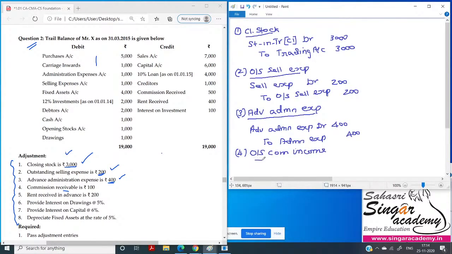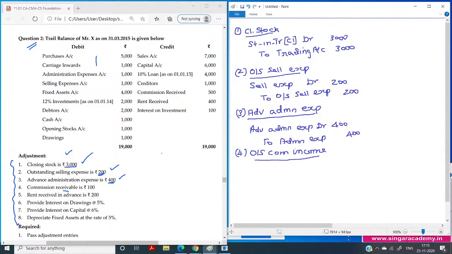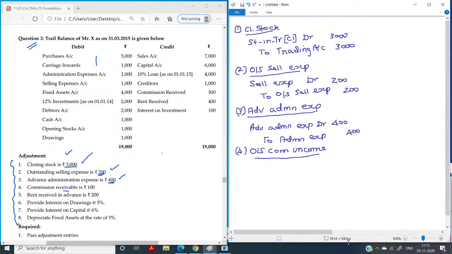So if we receive the commission, the entry will be bank to commission, but it is still to be received. Then we have not received the money, but the party's name should be noted here. It represents that you have to recover money from them. So commission receivable account debit, or outstanding commission, or accrued commission. Any way you can name it. Here I'm going to use commission receivable account debit, or simply accrued commission debit to commission.